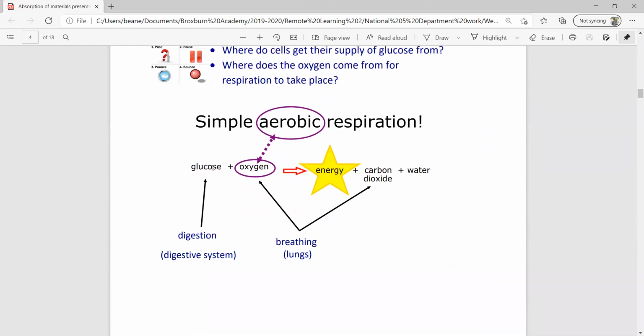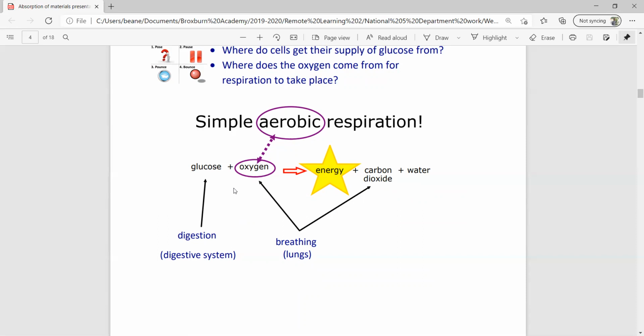And the answer for this is that the glucose comes in through our digestive system and the oxygen comes in through our lungs. So we breathe in the oxygen and we breathe out the carbon dioxide as well, but we also take in glucose when we eat. That gets broken down by digestion. We then have to consider how it then gets into the blood for it to be transported to all the cells that ultimately need it.